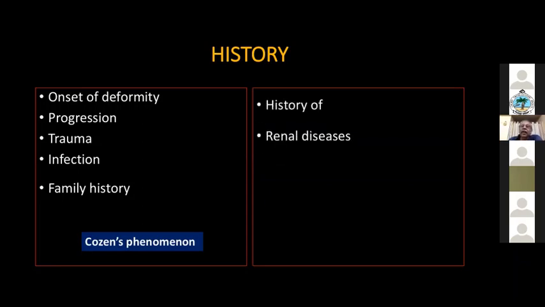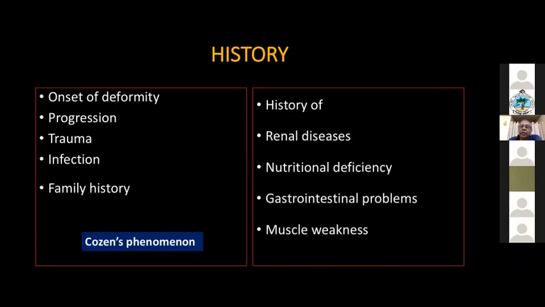You can ask about history of renal disease, nutritional deficiency, gastrointestinal problems, and muscle weakness. So these are the various varieties of rickets you have to ask for. Whether the child is having any history of renal glomerulonephritis, nephrotic syndrome, posterior urethral valve, hydronephrosis, then nutritional deficiency, gastrointestinal problems like Crohn's disease or ulcerative colitis.